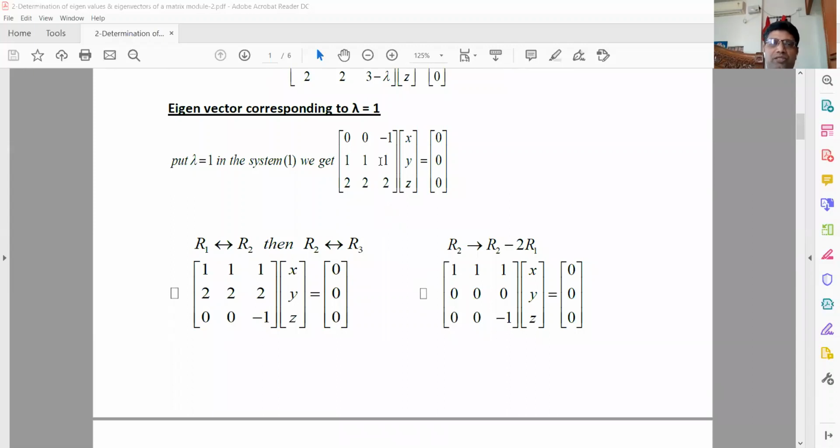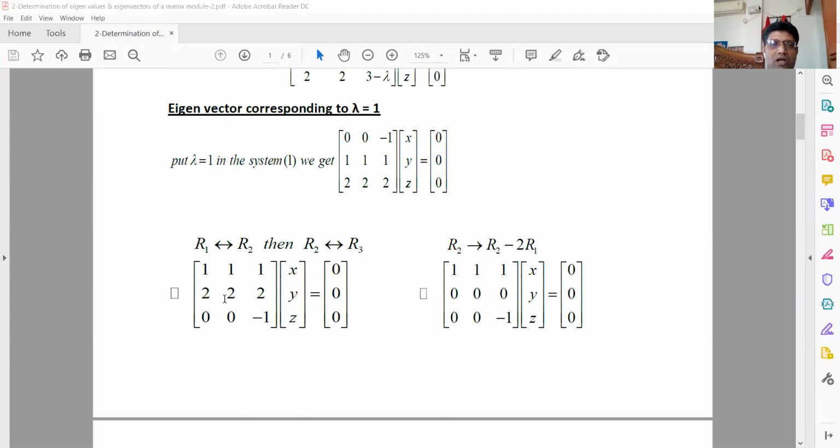I have to reduce this into upper triangular matrix. Before that, if the first row has 1 here, it is comfortable. So that's why we are swapping the rows. I am sending the second row to the first row, and bringing the first row to the second row. In the next phase, we are sending that second row to the third row, and bringing the third row to the second row. So for that, we are using this operation: R1 and R2 are interchanged, then R2 and R3 are interchanged. Then you will get this matrix 1 1 1, 2 2 2, 0 0 minus 1.